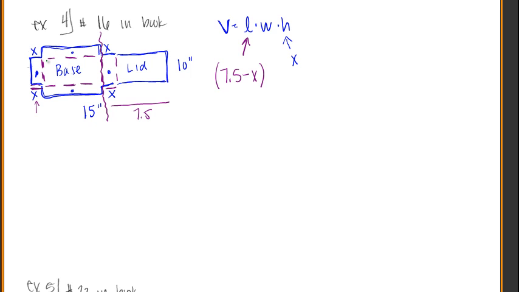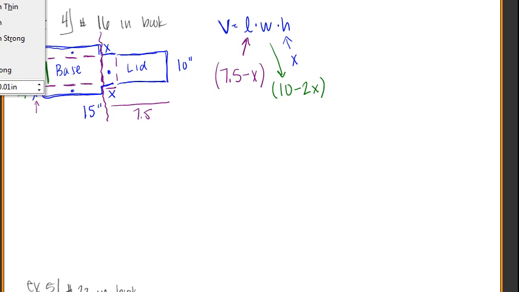Okay. The last piece we need to then focus on is the width. Well, the width is right here. It used to be all 10 inches, but because I'm subtracting off x once and x twice, the width is going to be a total of 10 inches, but subtracting off 2 x's. Okay, so now let's put that all together in one big equation, and we can work with that equation.